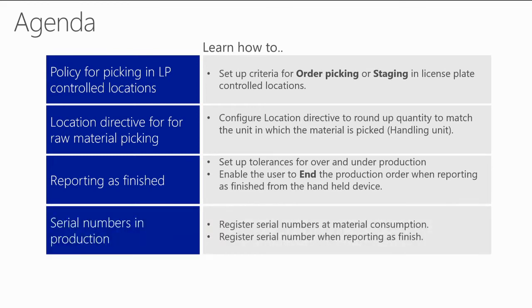The last thing we are going to demo a little bit is the use of serial numbers on the production floor in the warehouse operations. That is both on the raw material side, where we consume material that are serialized for the production orders. We will show you how we can postpone the registration of serial numbers at time of consumption. And we will also show an example on how to register the serial number when we report the finished good. So these 4 things are the topic for this session.